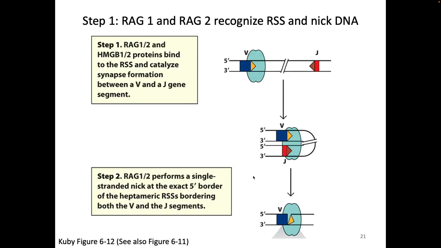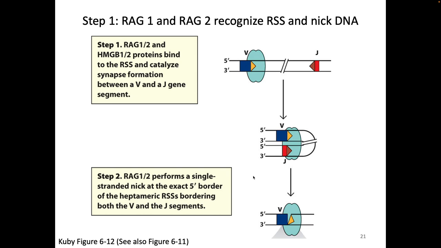And so you can see this happening here as well. So RAG1 and RAG2 are going to recognize the RSS. You can see my RSS is here. And they're going to nick the DNA. This process is happening twice. So you can see it's happening at the V and it's happening at the J.